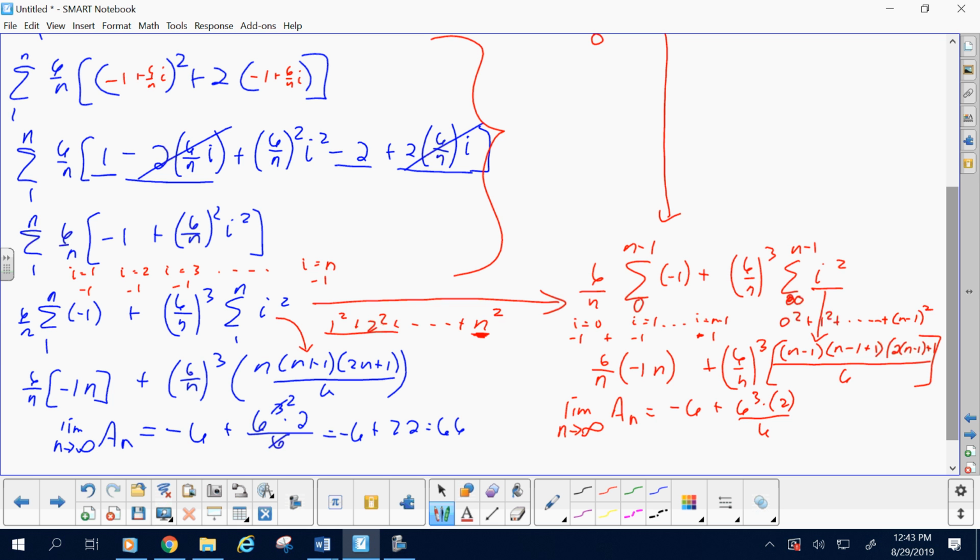Now, does that make sense that left and right hand are the same? For finite rectangles, should they be the same? Surely not. But for infinite rectangles, should I get perfect either way? And the answer, yeah, they came out the same.